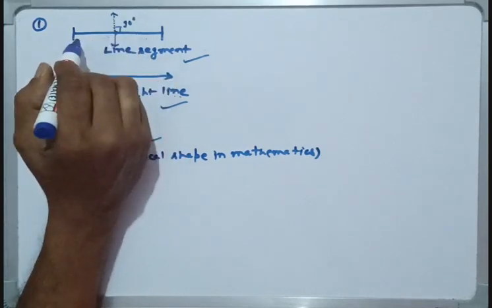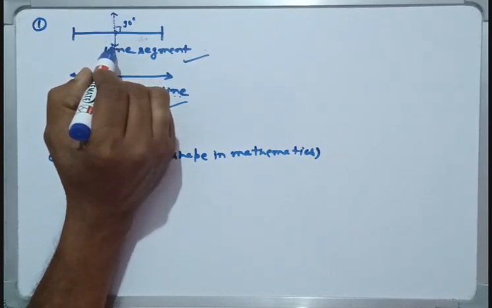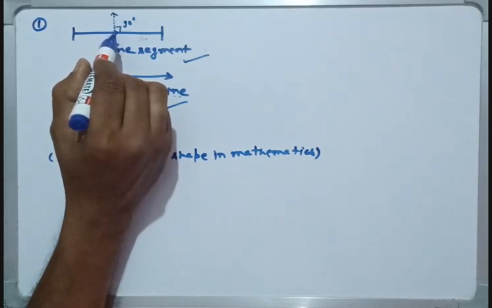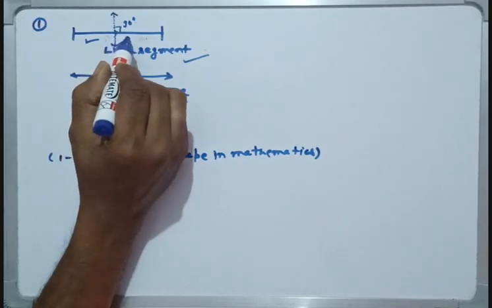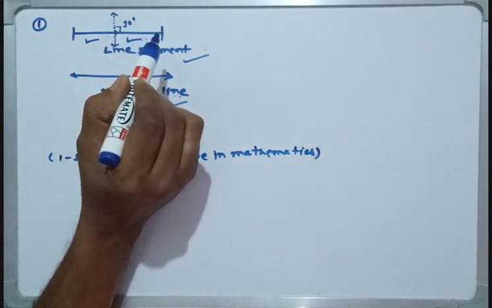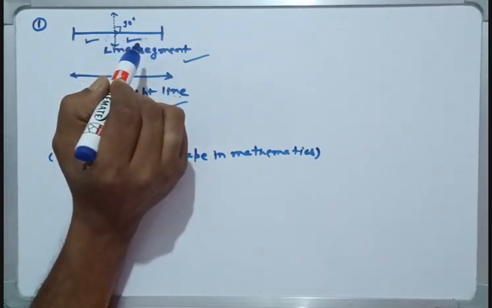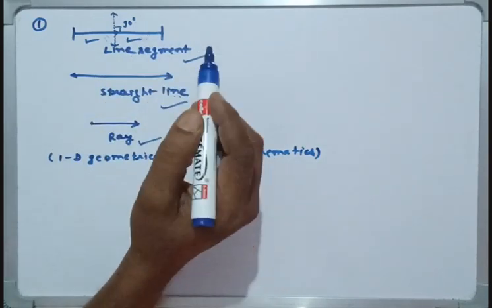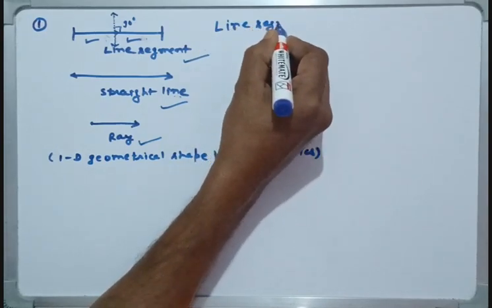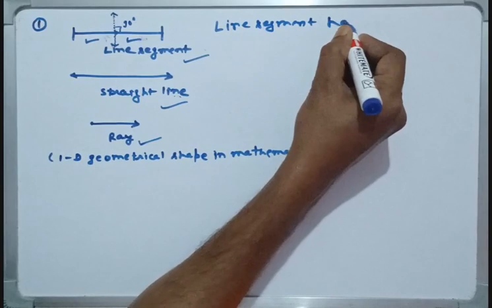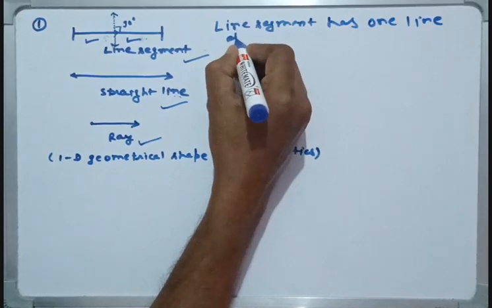Okay guys, see, this one is an imaginary line here. With respect to this imaginary line, this one half part of the line segment and this half part of the line segment are equal in length and shape also. So what do we conclude here? A line segment has one line of symmetry.